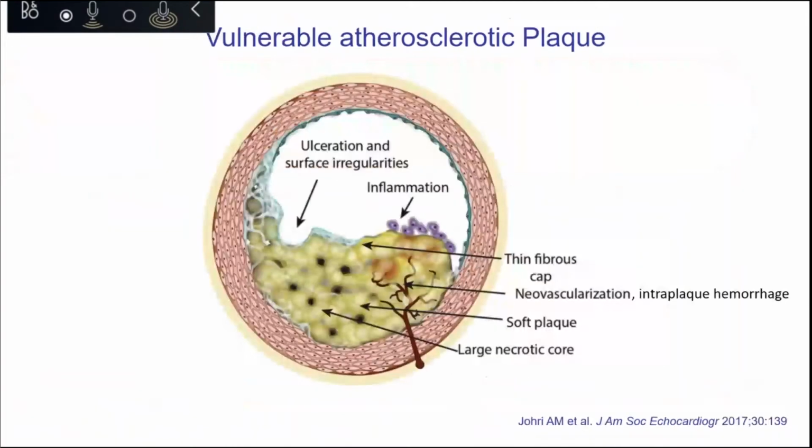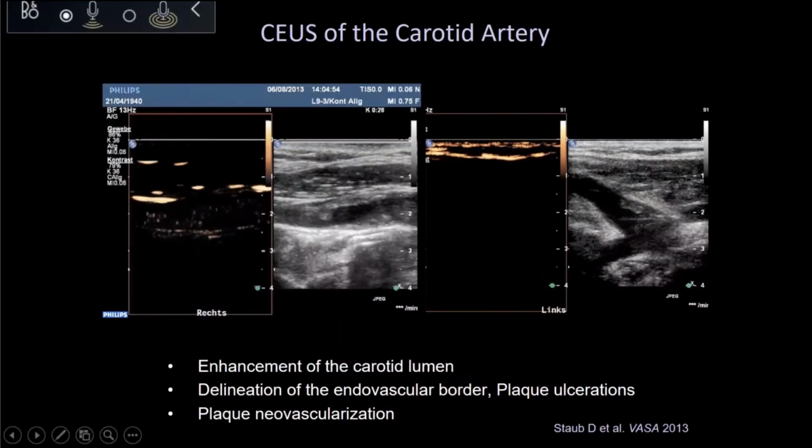What is also important is not only looking at the hemodynamics, but also at the plaque itself, at the plaque morphology. We know there are some changes within the plaque which make it vulnerable: the large lipid core, the necrotic core, inflammation, the neovascularization within the plaque that leads to intraplaque hemorrhage, and small ulcerations. Therefore, we can use contrast-enhanced ultrasound.